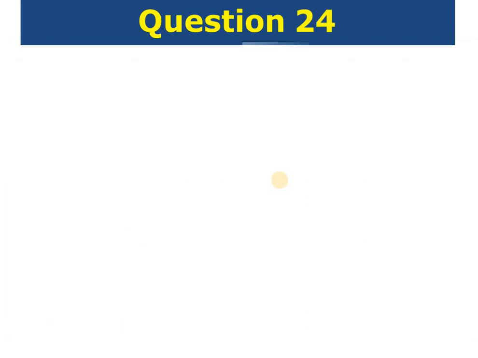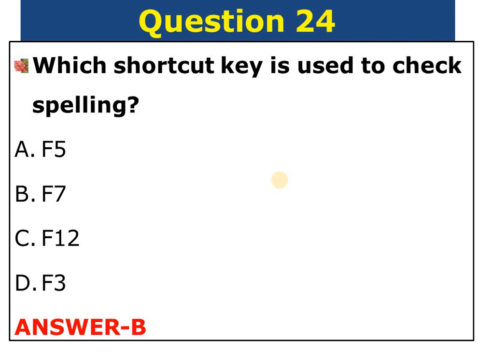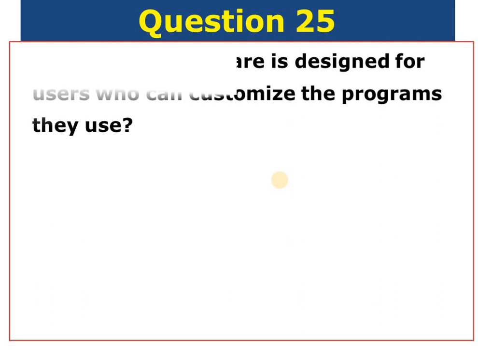Question number 24. Here is question number 24. Which shortcut key is used to check spelling? A. F5, B. F7, C. F12, D. F3. The answer is choice B. F7 is a shortcut which is used to check spelling.